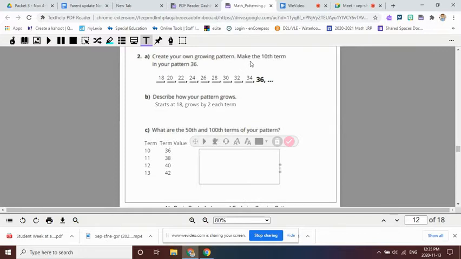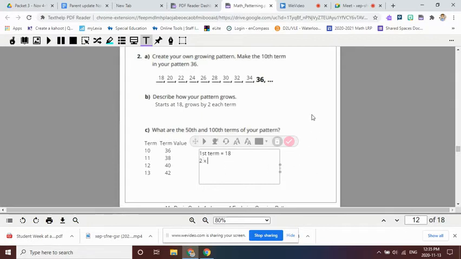So if I wanted a quicker way to get to the 10th term, and I didn't have all this written down, I just knew my pattern started at 18 and grew by 2 each time. That's all the information I need. All I need to know is that the first term is 18. And then the next 9 terms are just going to grow by 2 each time. So the first term plus 9 more terms equals 10. That's how I'm going to get to my 10th term.